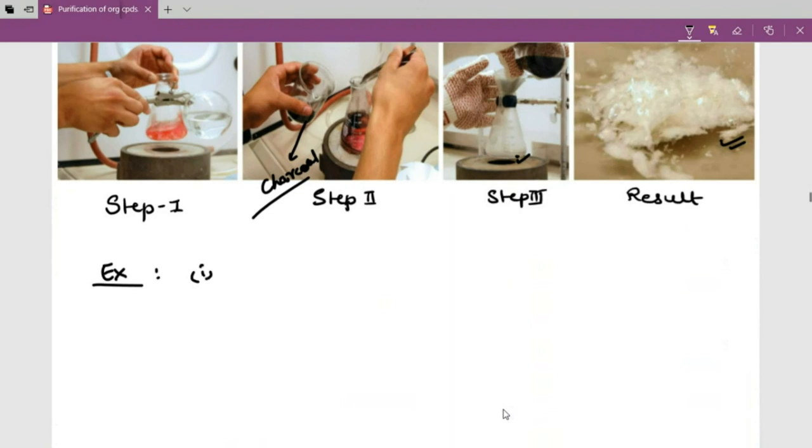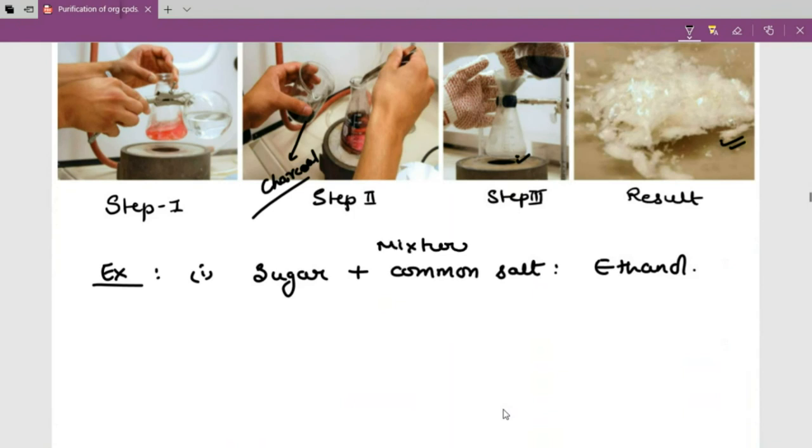For example, we can have sugar and common salt. If they are mixed, then by the use of ethanol as the solvent, you can separate them. You can separate sugar and common salt by the use of a solvent. Solvent, as I have already told, is a very important criterion, so I am always referring to the solvent. Let me give you a second example.